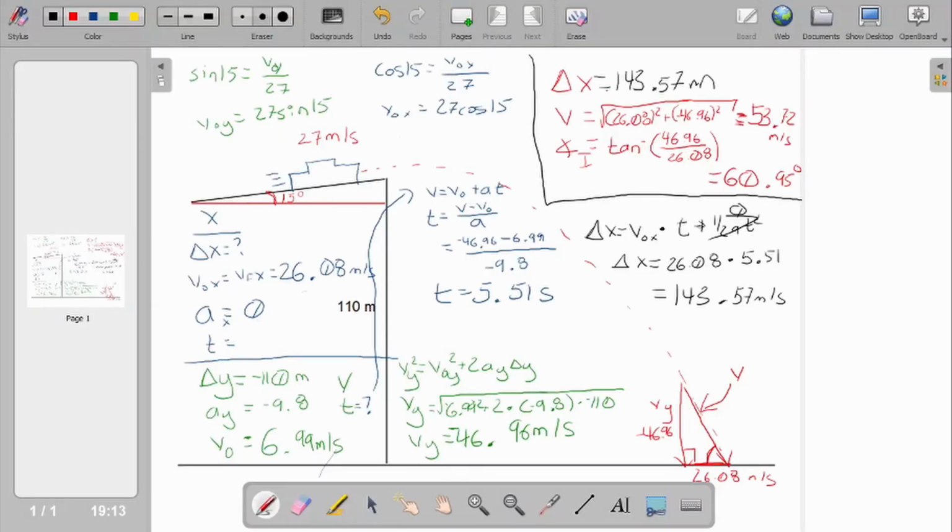So the answers you want are in the top right corner for quick check. Delta x, or the distance from the edge of the wall, is 143.57 meters. The velocity it impacts is at 53.72 meters per second. The angle it impacts is 60.95 degrees above the horizontal. Now let's talk about how I got there. The v and the angle are really easy. I did exactly what I said, Pythagorean theorem here.